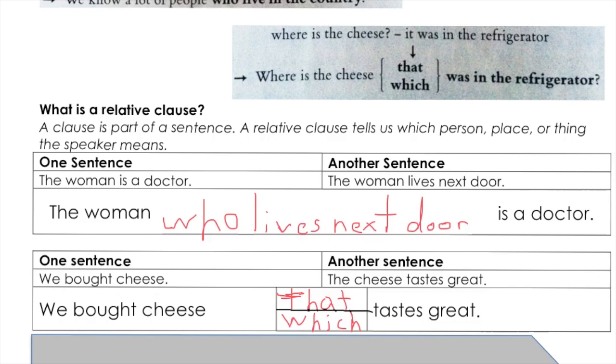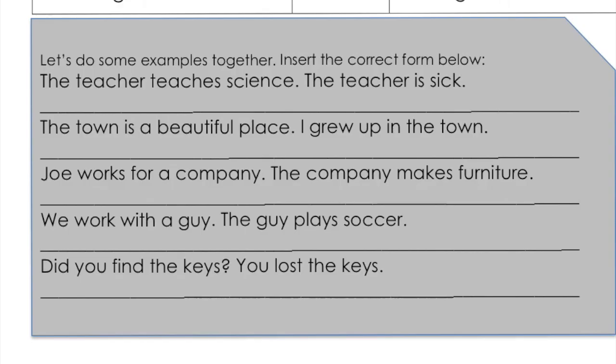Let's do some more examples so that we can learn more about how to make relative clauses. Alright, so let's do some examples together. We'll insert the correct form below. So we need to look for who, that, and which. The first example says, "The teacher teaches science. The teacher is sick." So what two things will we connect?